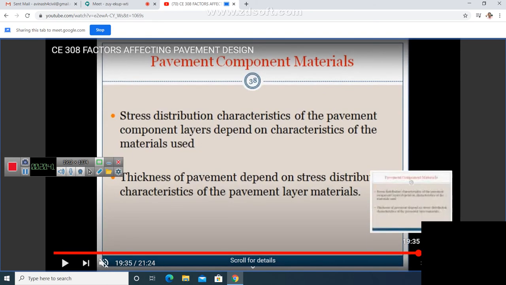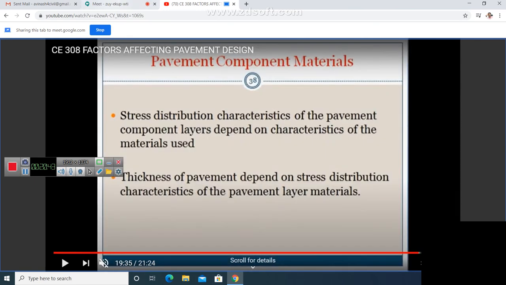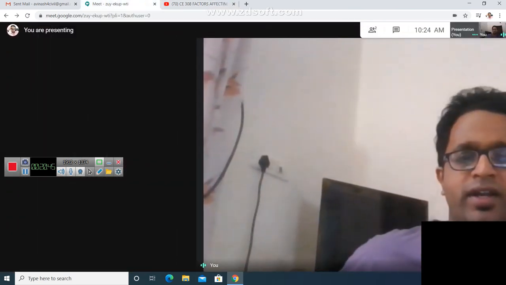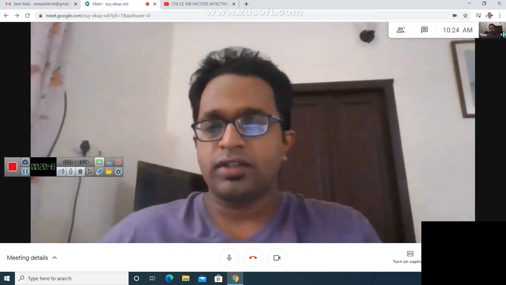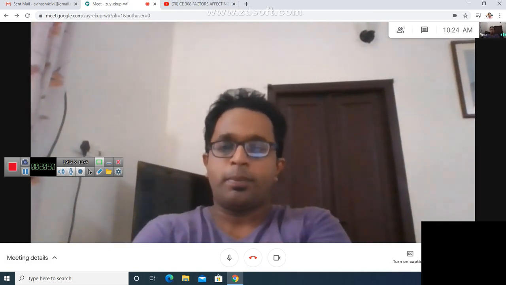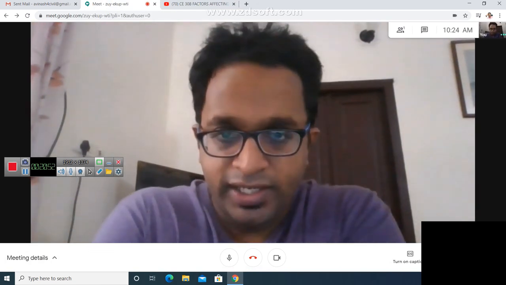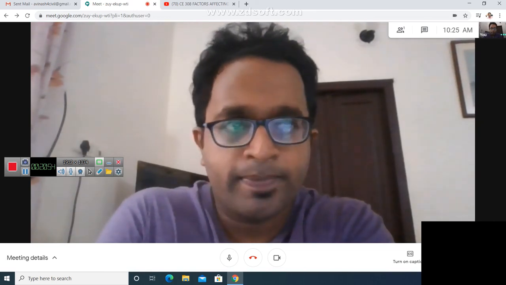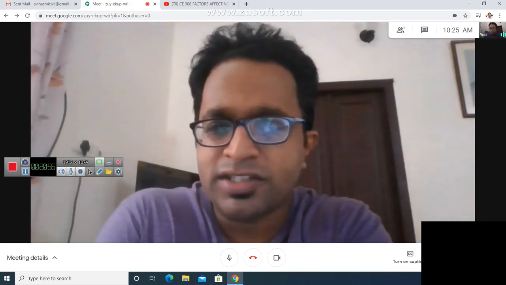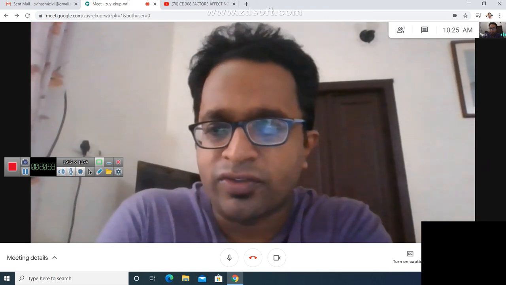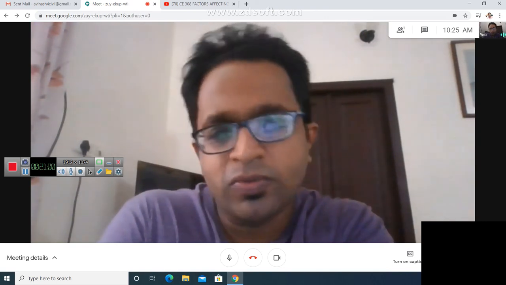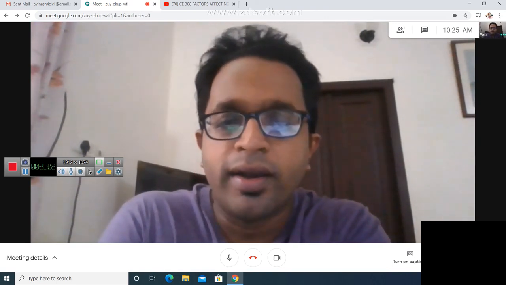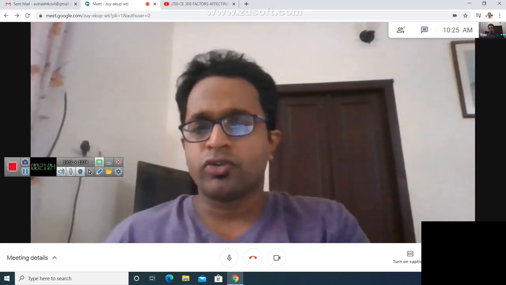The basic thing you have to understand here is about the different factors affecting the pavement design, especially the design load. Regarding temperature stresses, warping and so on, we'll discuss when we are studying the rigid pavement. So we'll stop for today.